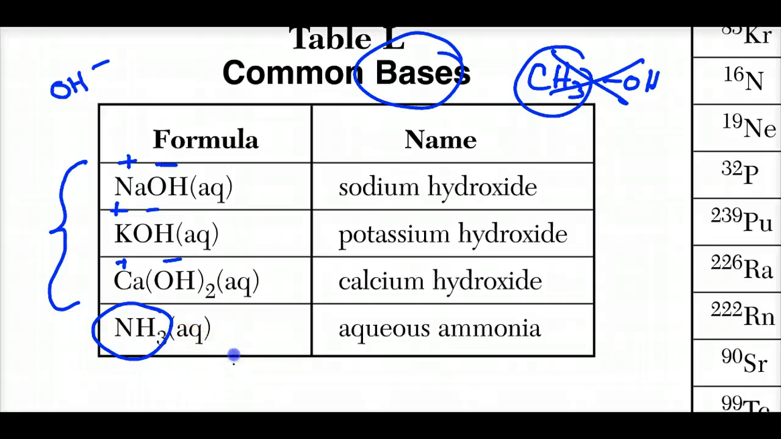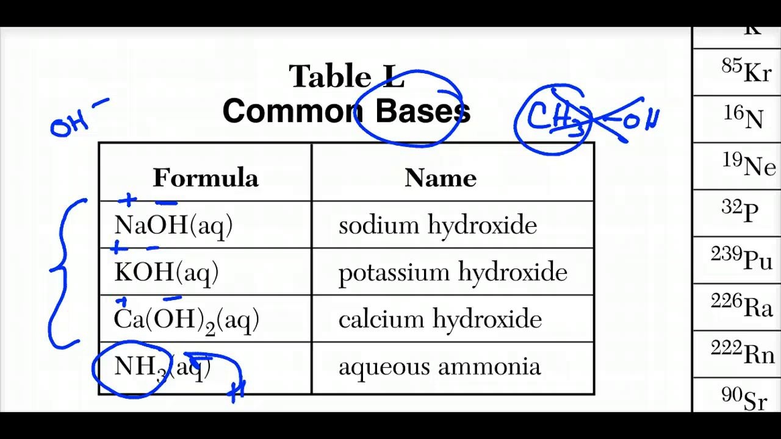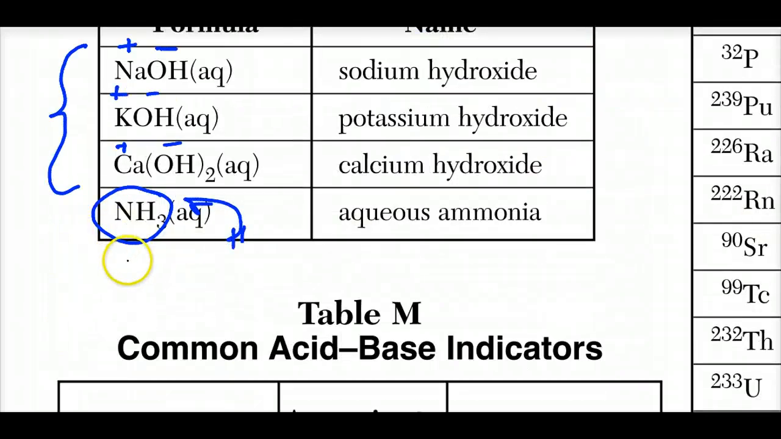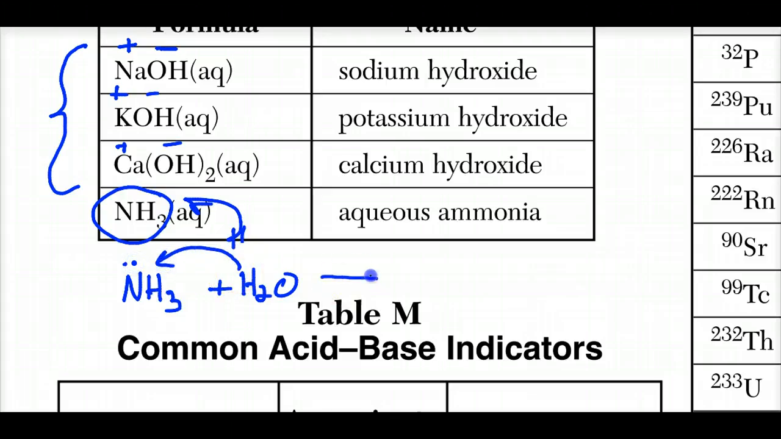This thing grabs an H from water and indirectly produces a hydroxide. This is the other definition, which is called Brønsted-Lowry. You don't have to know it by name, but when you have NH3 in water, this thing with a lone pair can accept an H+ from water and produce NH4+, that's the ammonium ion, and the hydroxide.